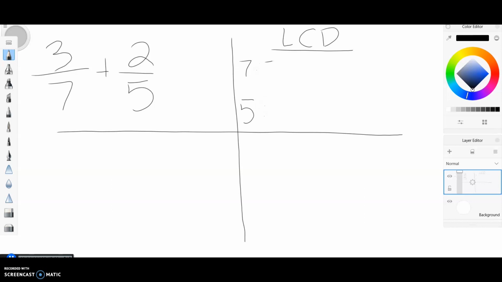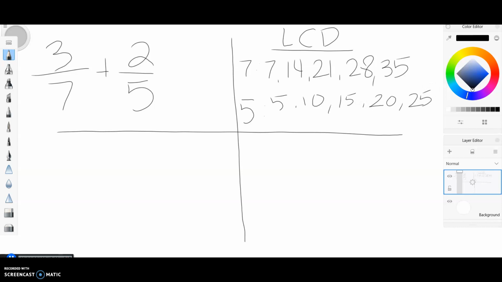So for 7, it'd be 7, 14, 21, 28, and 35. I'm just going to do the first 5 multiples. Now let's do the ones for 5. So we have 5, 10, 15, 20, 25. Let's see if we have anything in common so far. Do you see anything in common? No, we don't have any numbers in common yet, right?